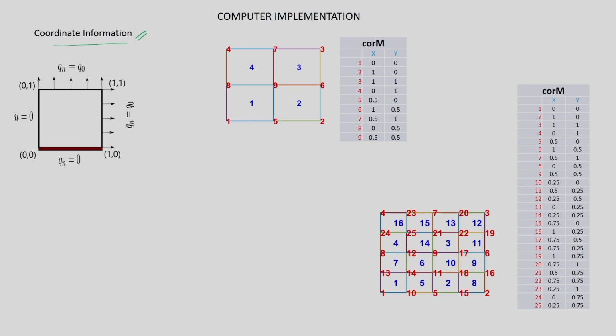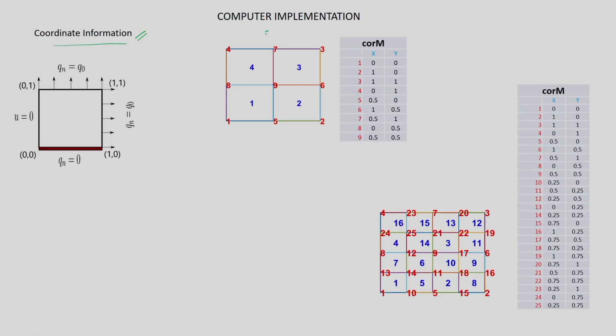Because while mapping the physical element to a master element, we calculated the Jacobian, and the Jacobian basically contains the derivatives of the shape functions and the coordinates of the corner nodes, alright. So, we need to carry this information as well.